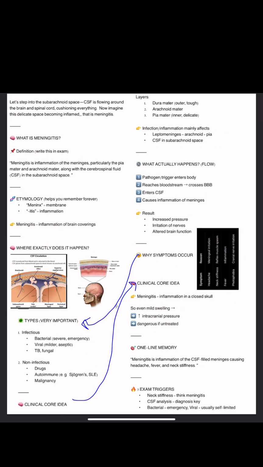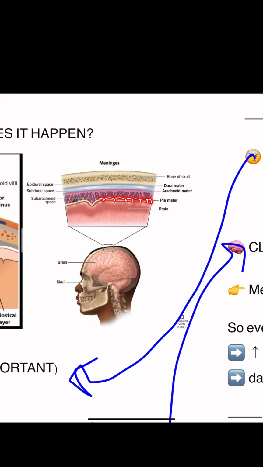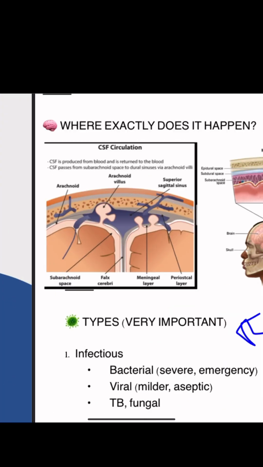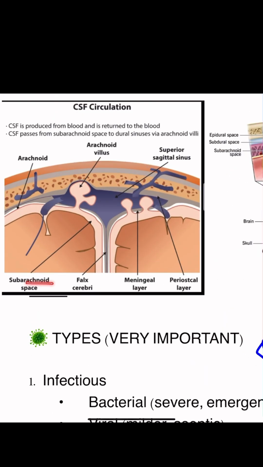Now exactly what is meningitis? It's inflammation of the pia mater and the arachnoid matter. This is inflamed, and we know that the subarachnoid space contains CSF, as well as blood vessels. This is the arachnoid matter, the subarachnoid space, and these are the sinuses.